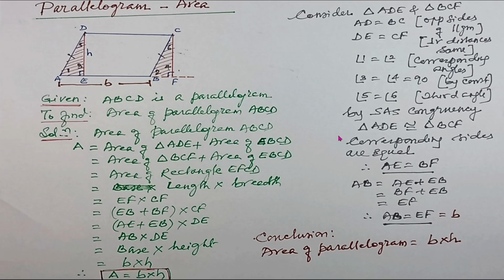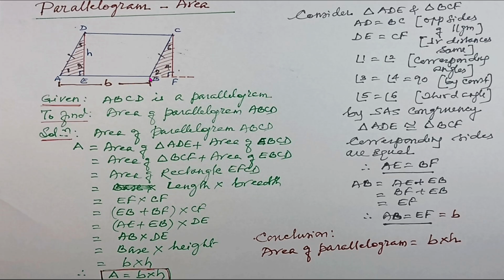We know that the area of a parallelogram is the product of the base of the parallelogram and its height. So the area of the parallelogram is B into H. Now let us establish this formula in this particular discussion.